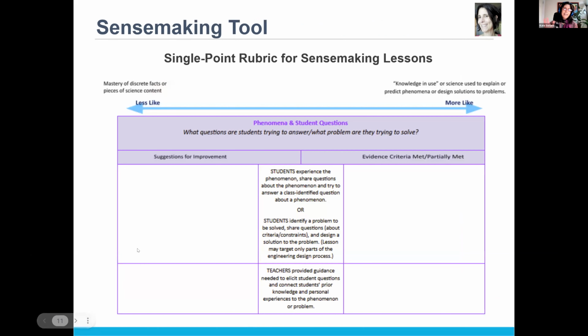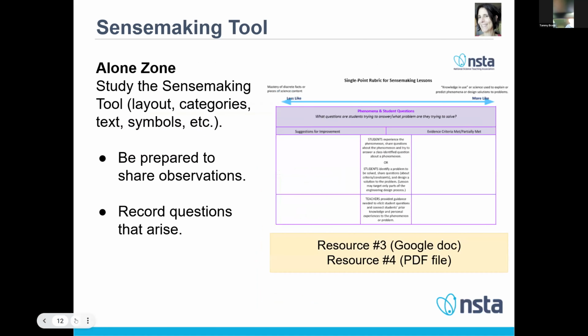All right, so the sense-making tool, the star of today's show. I want to give you an opportunity to get to know the sense-making tool and what is included on the tool. So I'm going to drop that link again to the collection and ask you to access the sense-making tool, either as a Google Doc or as a PDF file. What I'd like you to do, in not enough time, is get to know the sense-making tool. By that, I mean the layout, the categories, the information that's included, and the symbols that are used.